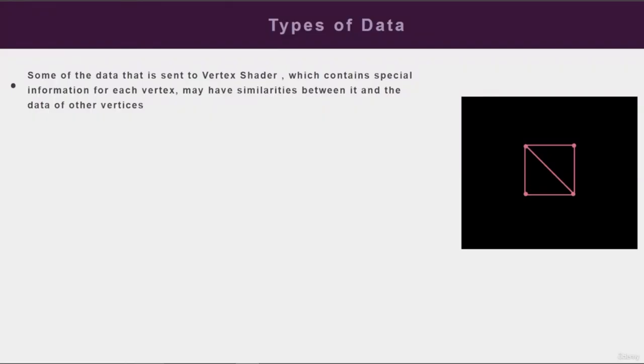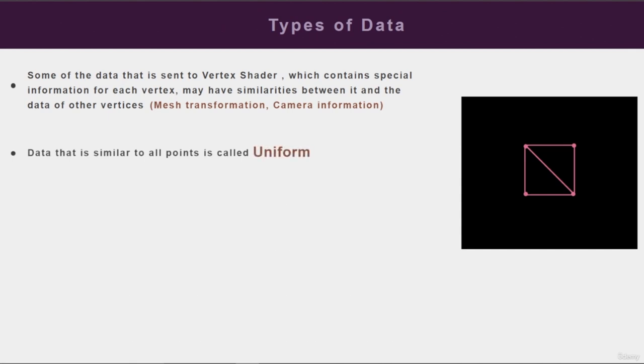Okay, so data such as the mesh transformation and the camera information will be similar to all of the vertices. And this type of data is called uniform data. And some of the data will differ from one vertex to another, such as the vertex position. Each vertex will have a different position in the 3D space, and this type of data is called attribute data. Okay, so we have two types of data. The first type is the uniform, which is when the data will be similar to all the vertices. And the second type is the attribute, which is when the data will differ from one vertex to another.